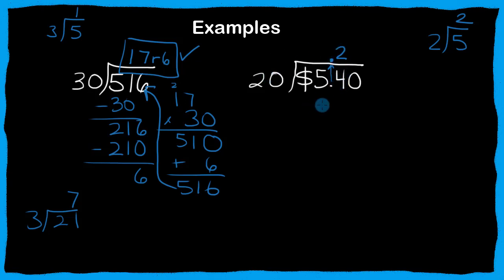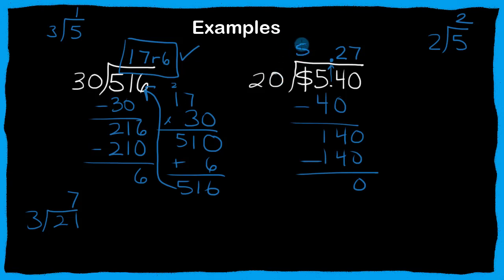Now we multiply. 2 times 20 is 40. We subtract, we get 14. Bring down the 0, and we have 140 divided by 20. You could think of this like 14 divided by 2, which is 7. Now we multiply. 7 times 20 is 140. And when we subtract, we get a remainder of 0. So we'll bring our dollar sign up also, and typically we do write a 0 here for the dollars. So the answer to this one is 27 cents.